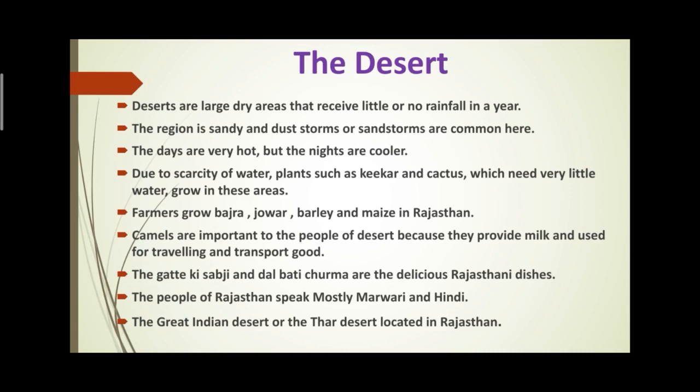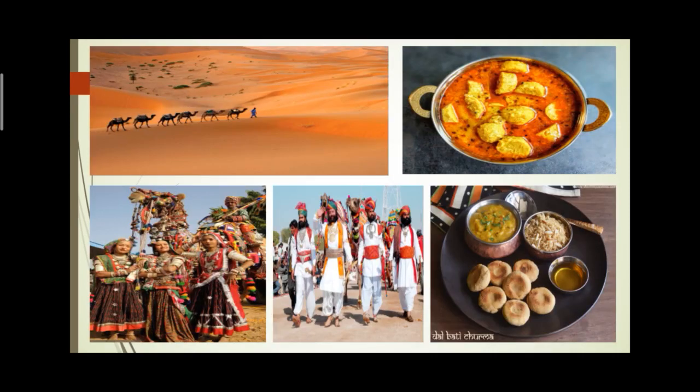The plants of this area convert their leaves into spines for lesser water loss. For example, kikar, cactus, date palm, etc. Farmers grow crops like bajra, jowar, barley, and maize in Rajasthan. Camels are a very important means of transport in Rajasthan.